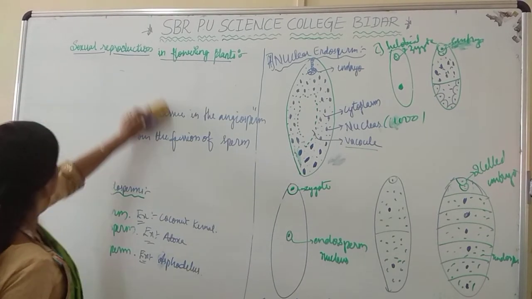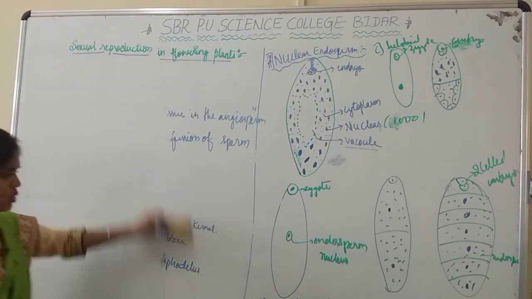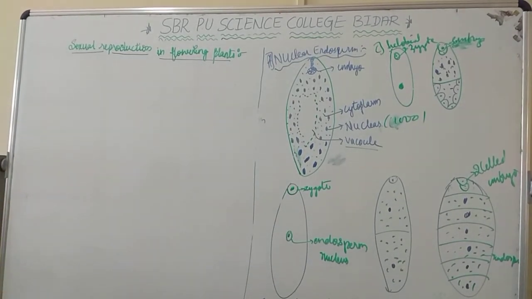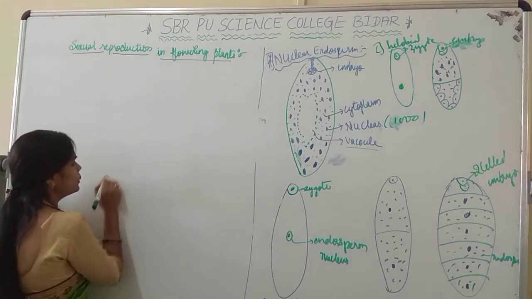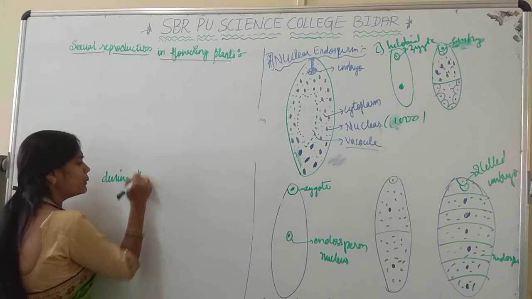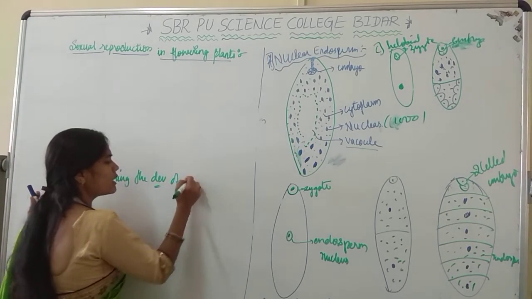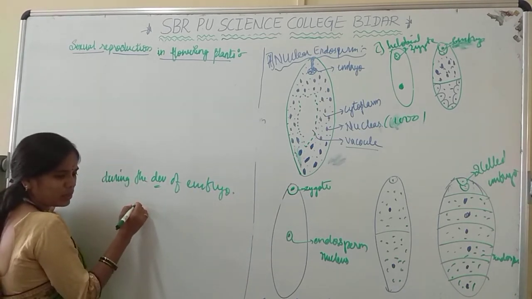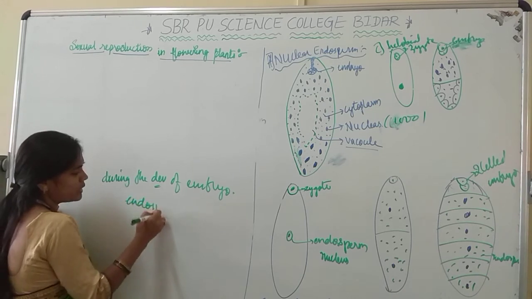See, when the embryo is developing, it is utilizing the endosperm. In the seed, the embryo is present and the endosperm is also present. So when the seed is developing, that is the embryo is developing, it is taking the nourishment of the endosperm. So during the development of the embryo, whatever, what do you call it, endosperm is utilized.